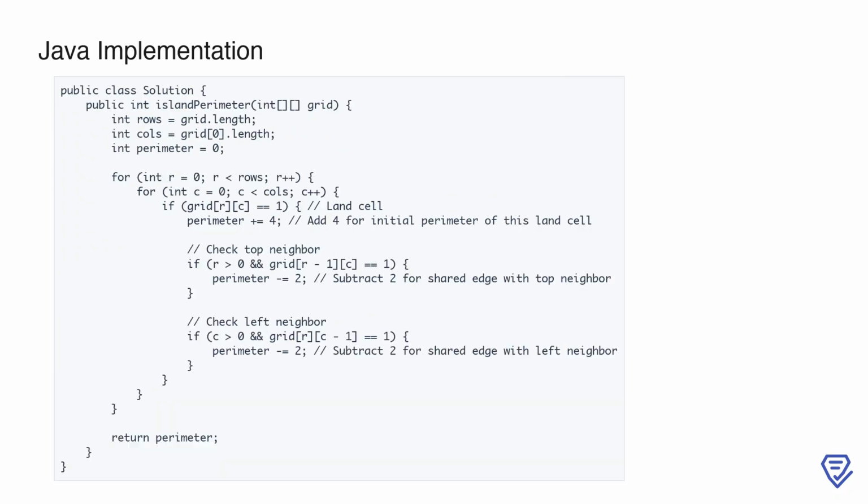This is the Java implementation of the island perimeter problem using the same logic as the provided Python solution. It calculates the perimeter by iterating through each cell in the grid and adjusting for shared edges with neighboring land cells. Key differences include explicit type declarations, use of Java arrays, and the overall class structure typical of Java syntax.